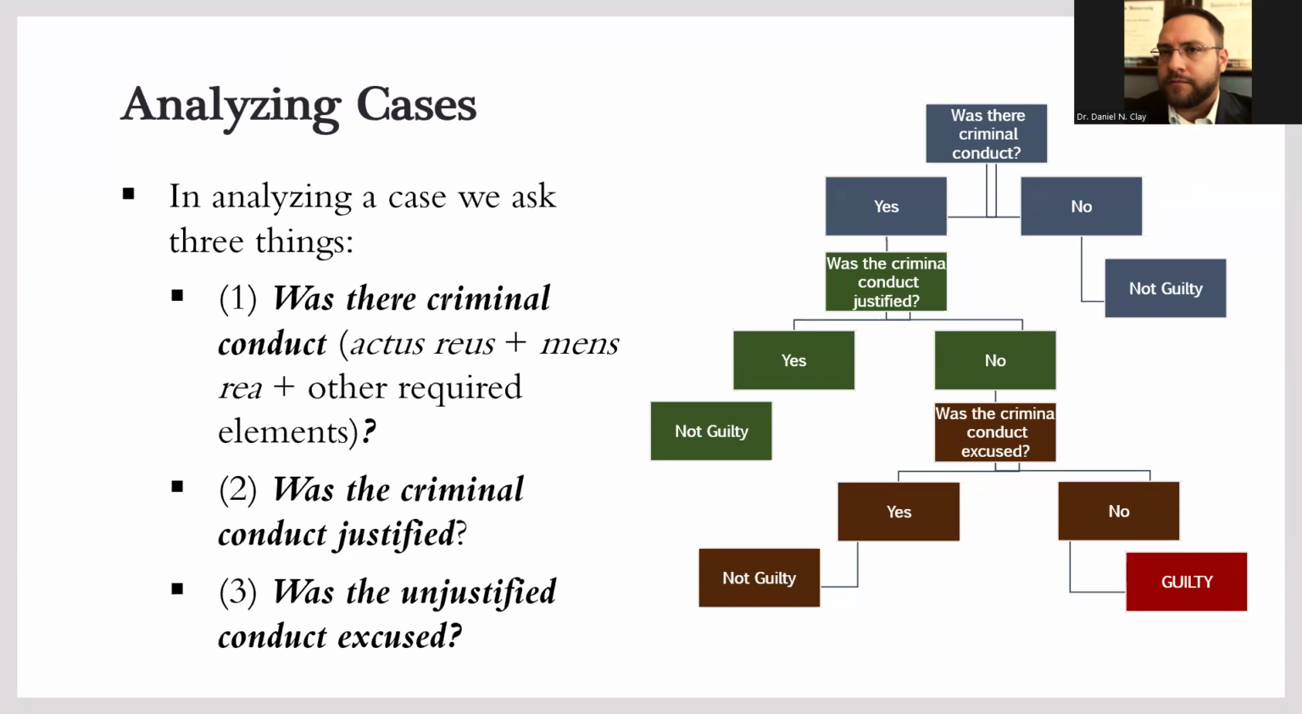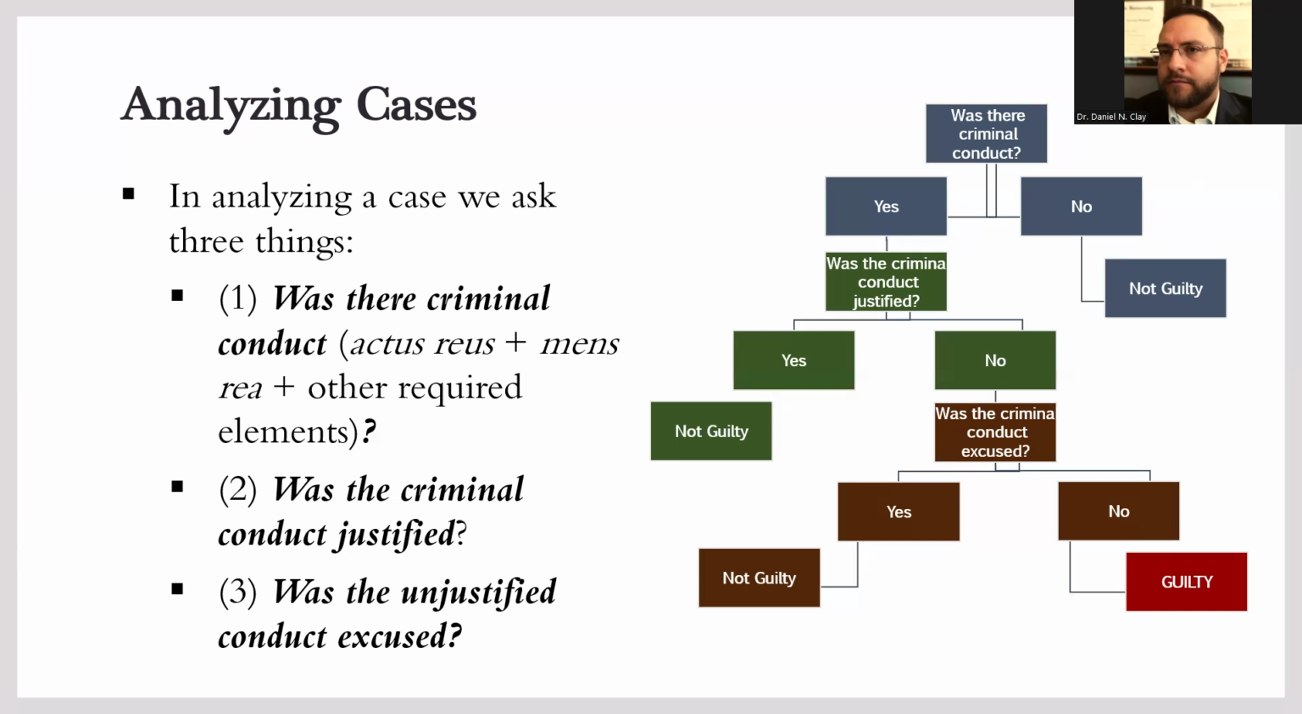And that's actually what we're learning now in the course. We've talked about what actus reus is, mens rea, concurrence, attendant circumstances, causation, and harm. Now we're applying that to actual statutes, right? So we've talked about murder and rape, things along those lines. So that's our first question: was there criminal conduct? If the answer is no, then the person is not guilty.